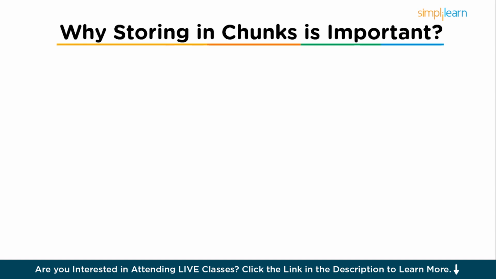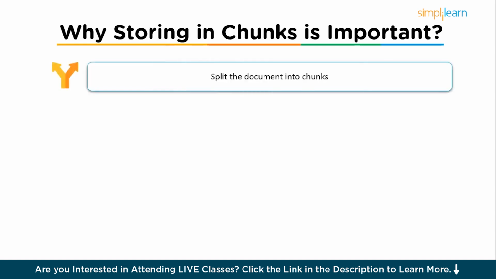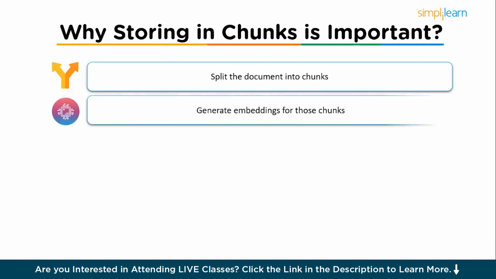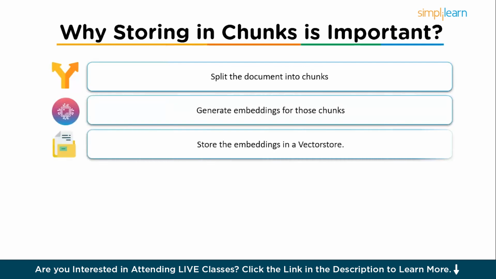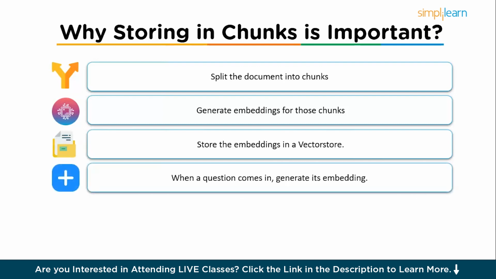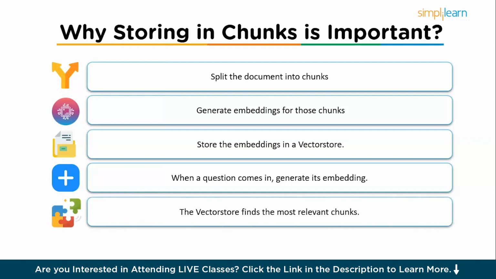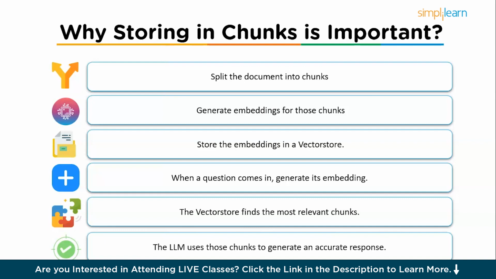So putting it all together, you split the document into chunks. Then you generate embeddings for those chunks as well. And then you store the embeddings in a vector store. So when a question comes in, you generate its embedding. The vector store finds the most relevant chunks. And finally, the LLM uses those chunks to generate an accurate response. So this is how the RAG system works.